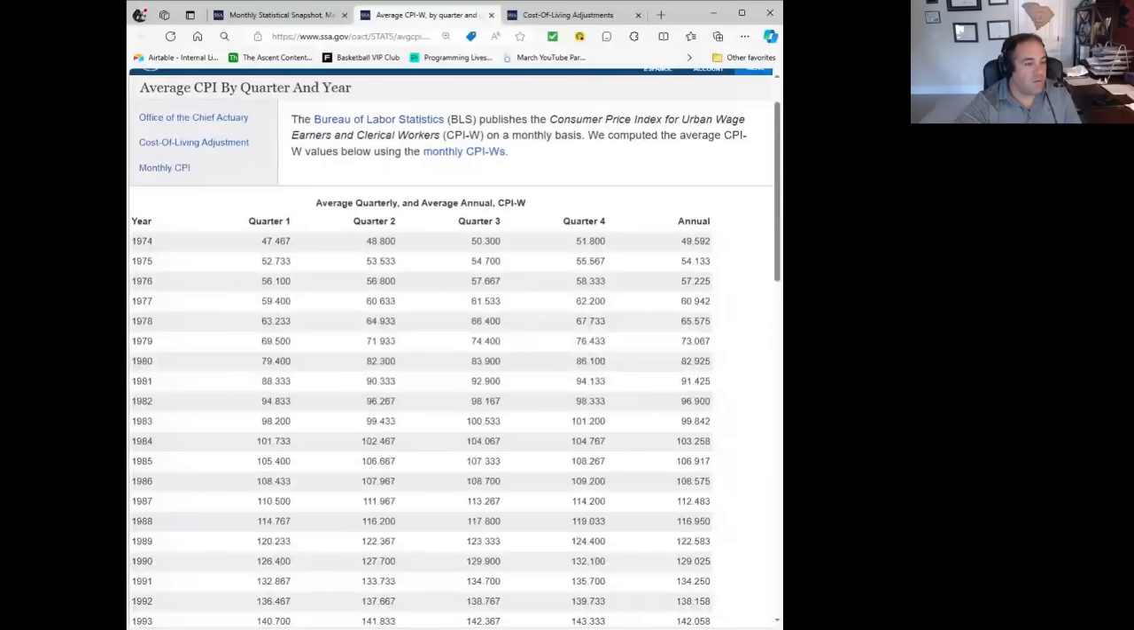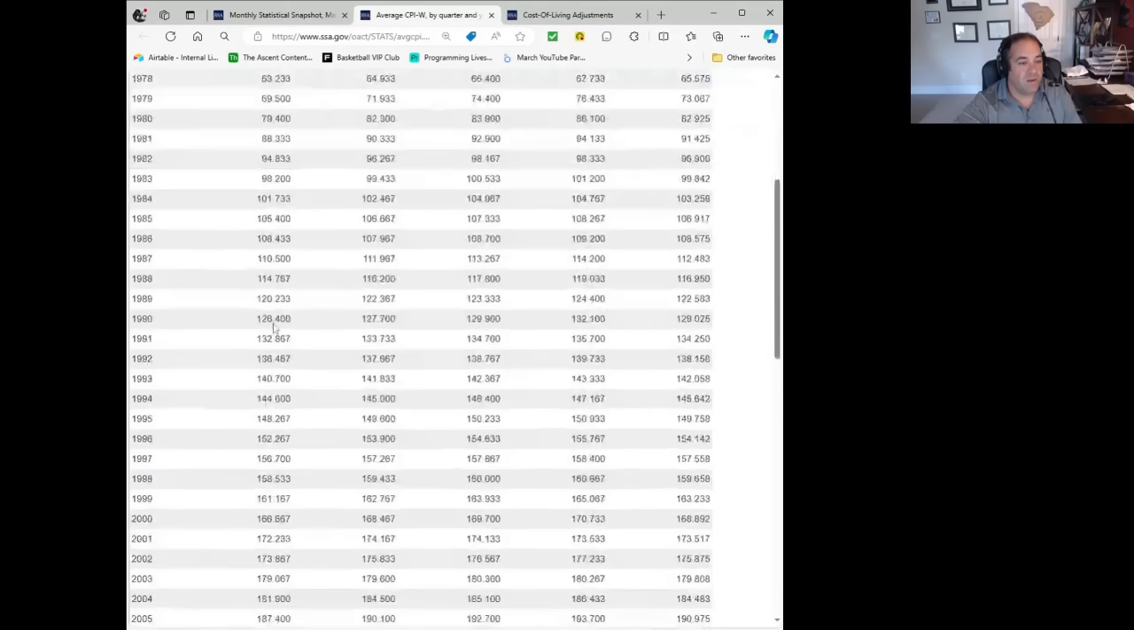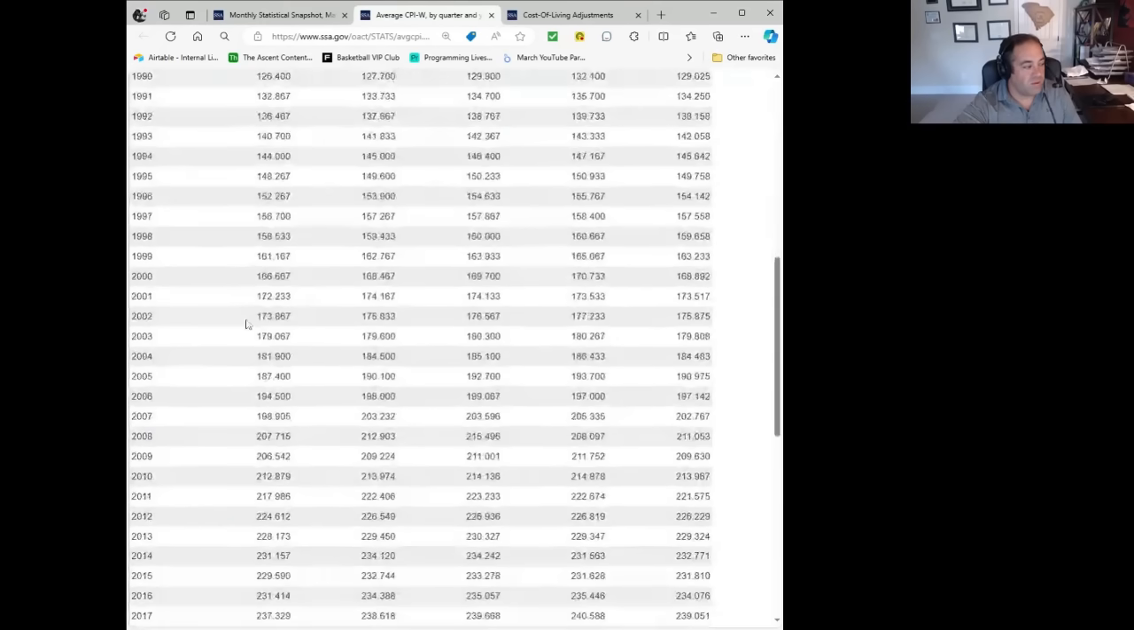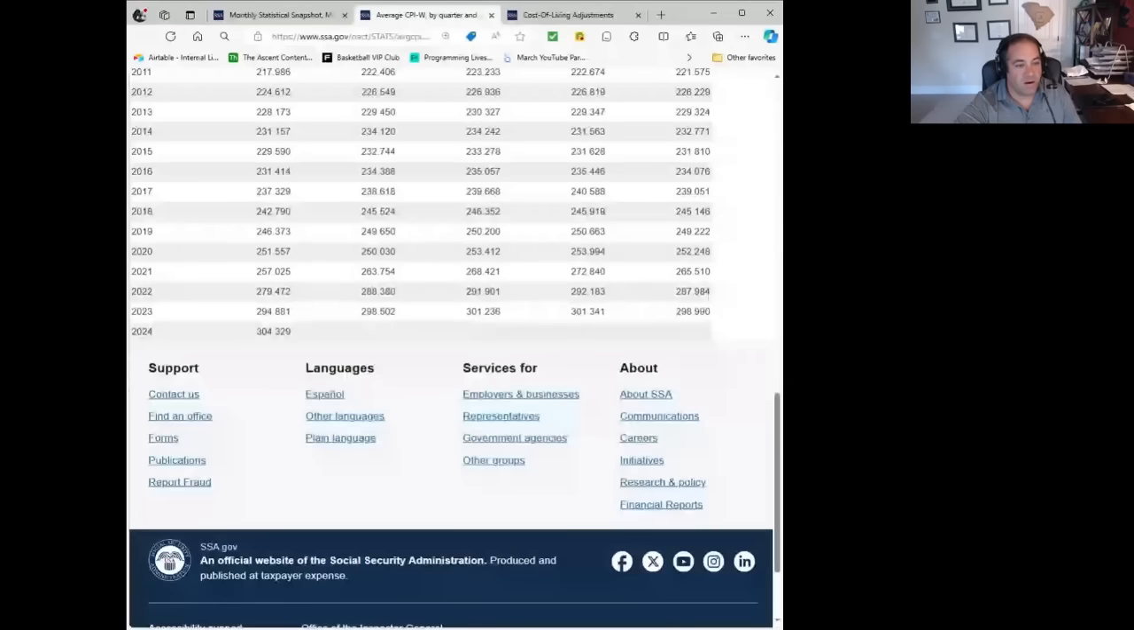For example, last year, the Social Security cost of living adjustment was 3.2%. So, where did that come from? I'm going to share my screen just for a second here. All right, so if you can see that, this is the average CPIW for each quarter, year by year. Starting in 1974, you can see what the CPI index is. Now, these numbers themselves aren't terribly important. What is important is I'm going to scroll all the way down to the current year.